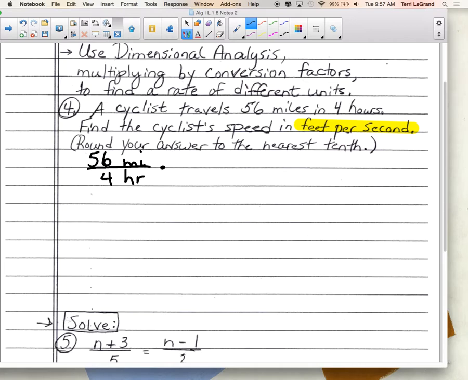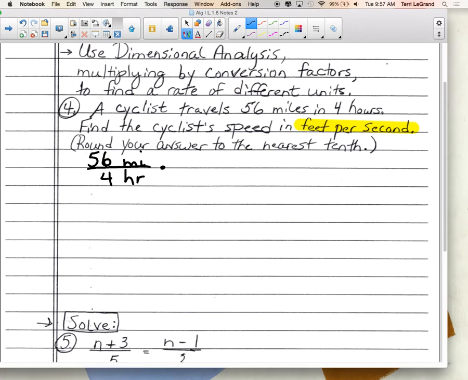How about the time? Do we need to change that also? We need hours to become seconds. So we have to take care of one or the other first. Which one do you want to do first? Should we do distance since it's upstairs? Yeah. Okay, do we have a conversion factor that would convert miles to feet? Yeah. Okay, what is it?